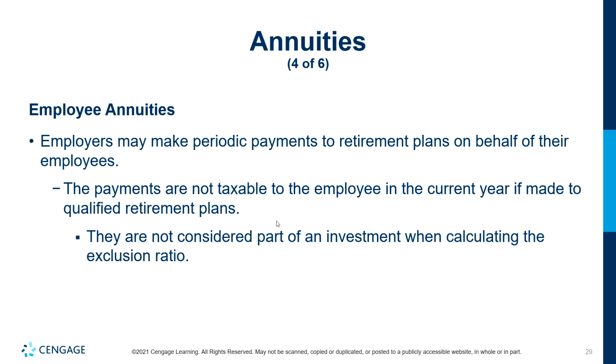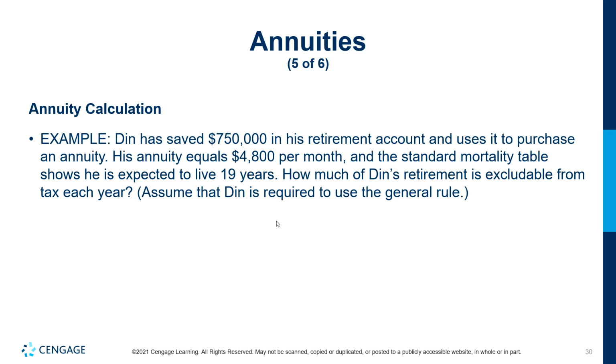So they're really talking about that general rule. So let's do an example, because we need an example. Annuities are crazy. So we have Din, and they have saved $750,000 in his retirement account and used it to purchase an annuity. Wow.